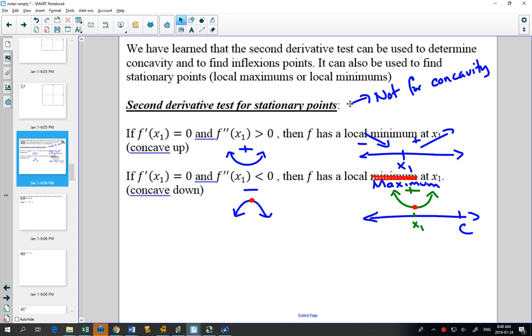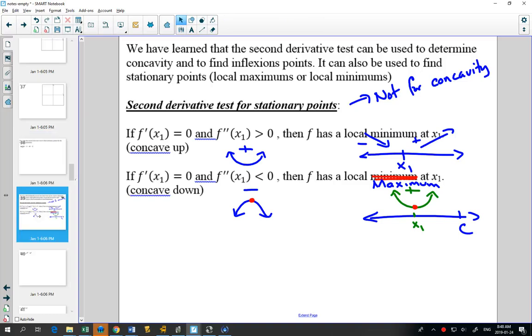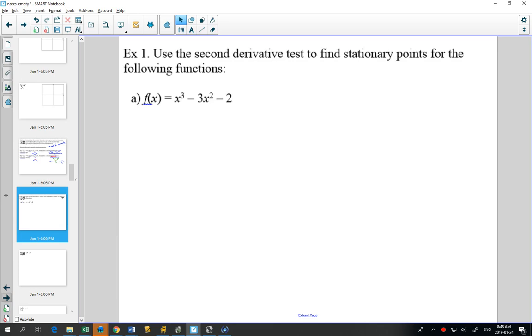So what does this look like with some questions? Use the second derivative test to find stationary points for the following functions. Again, it's always good to use your previous skills to think about a situation. This is a positive x cubed graph. So from grade 12, you might already have this shape in your mind. And if looking at that shape, it appears that it could have a maximum and a minimum.